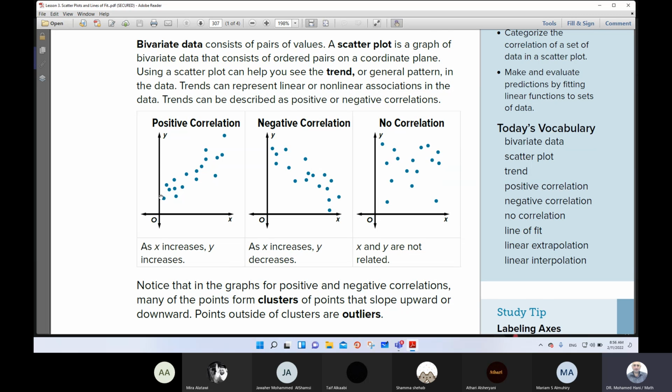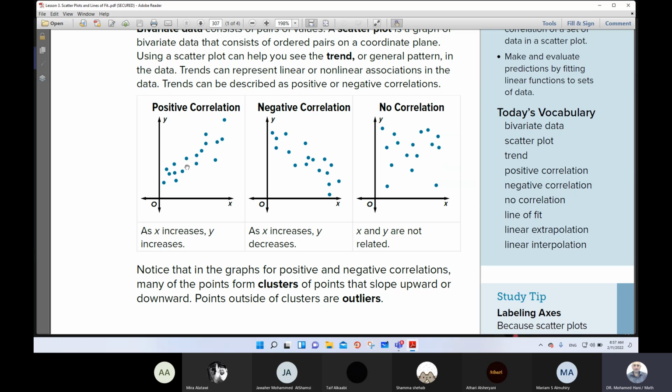In the first graph, as you see, the points go up, meaning increasing. So in this case, x increases, y increases, which means we have positive correlation. In the second case, the points go down, meaning x increases, y decreases. So in this case, we have negative correlation.